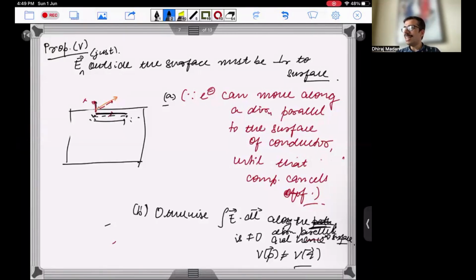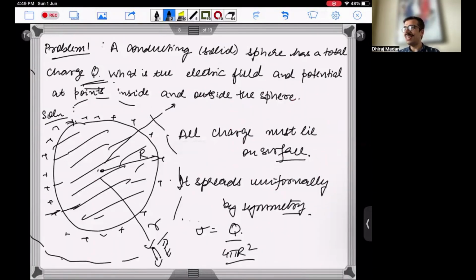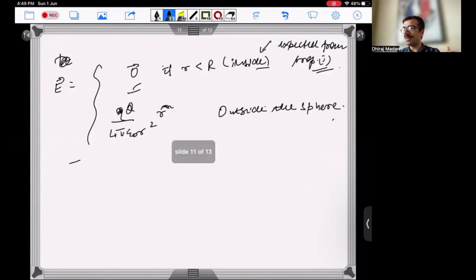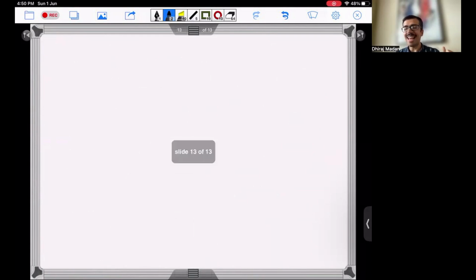Okay. So we also studied a very simple problem where it had a conducting solid sphere which had a total charge of Q, and we had to find the electric field and potential at points which are inside and outside the sphere. And we solved this problem. We realized that all charge flows to the surface, and even though it is a solid sphere, it behaves as if it is just a spherical shell, or a hollow sphere, wherein this charge Q is uniformly distributed, and we computed the electric field and potential corresponding to it, right? So that was what we looked at in the last lecture.